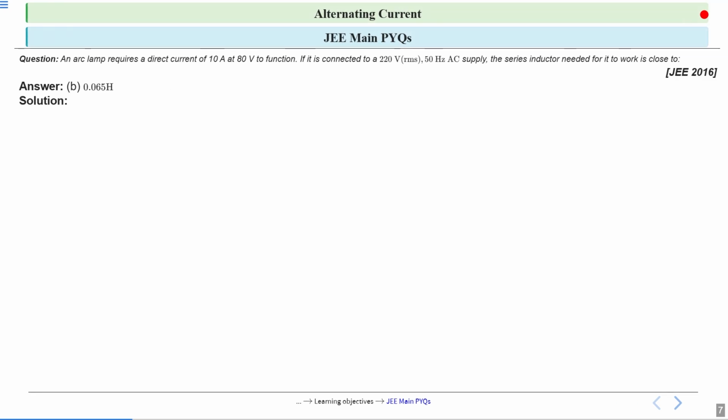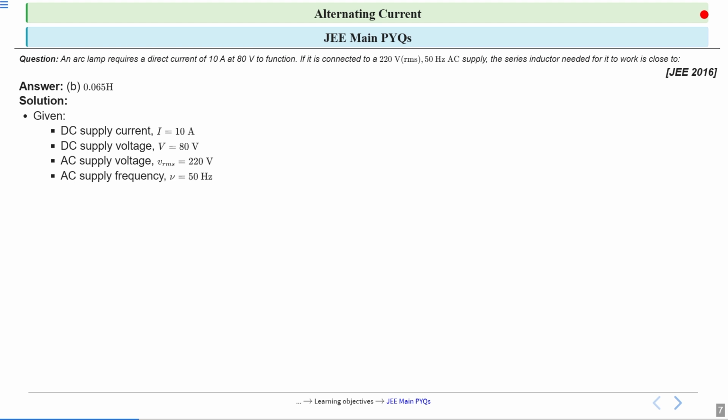So the answer is option B, 0.065 Henry. What is given in the question? First we have to list it. DC supply current I equal to 10 ampere, DC supply voltage 80 volt. Now we have connected this arc lamp to an AC supply, so the AC supply voltage V RMS is 220 volt, and the AC supply frequency nu is equal to 50 hertz.